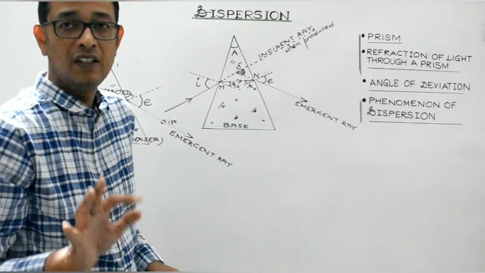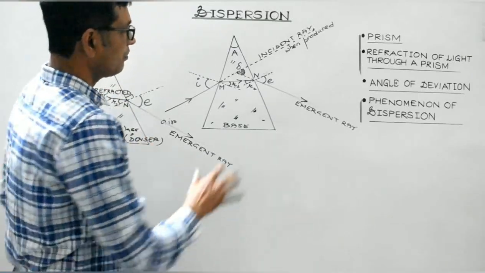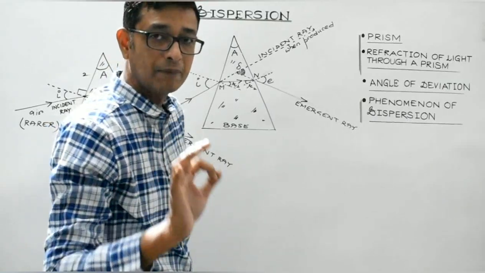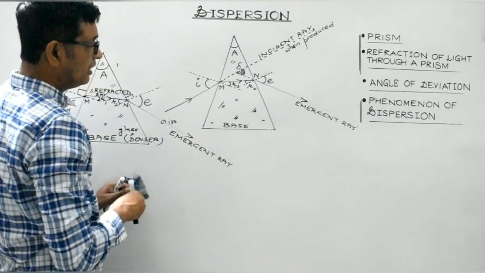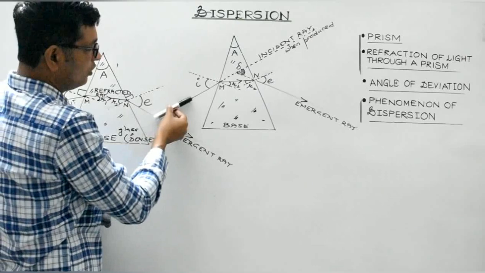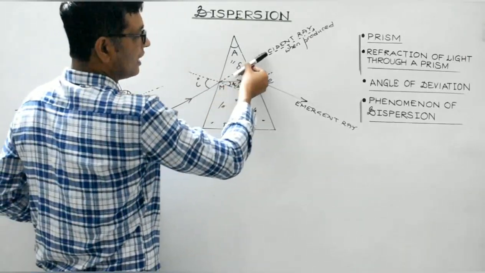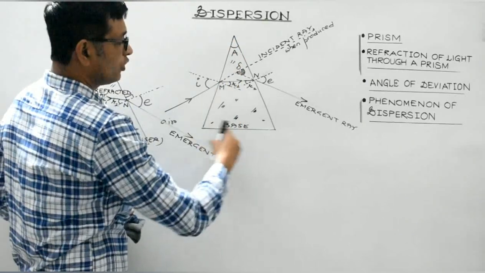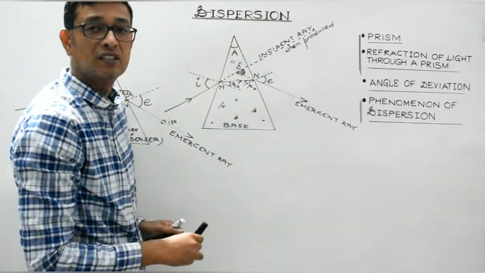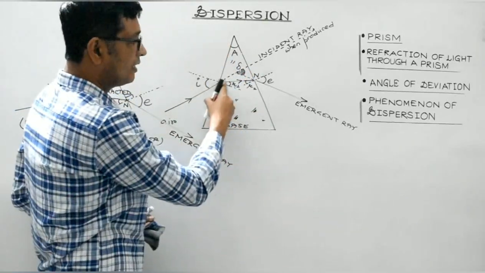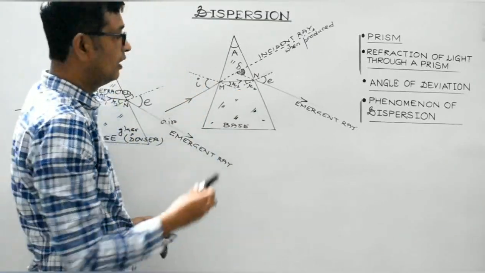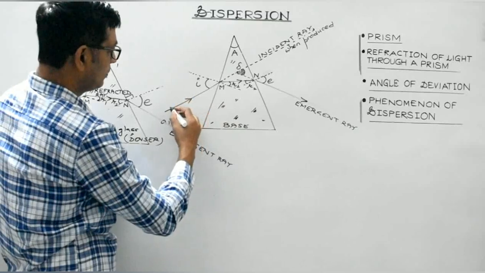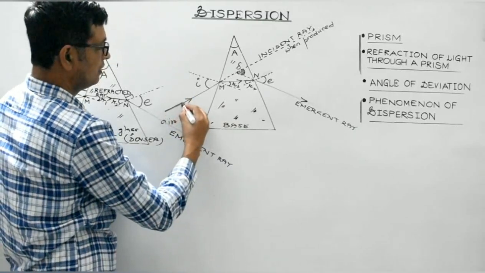Clear, students? So again, I repeat, if the prism is considered to be absent, then the light would have travelled along this same straight path as per the rectilinear propagation of light. But because of this prism, the light will suffer refraction at points M and N. Right? So as a result, this is the actual path followed by the light. I will represent it by a bold line.